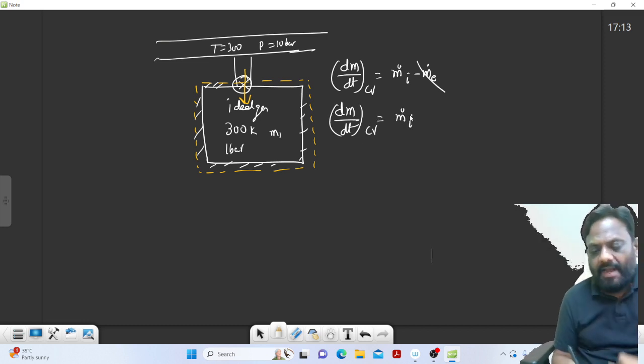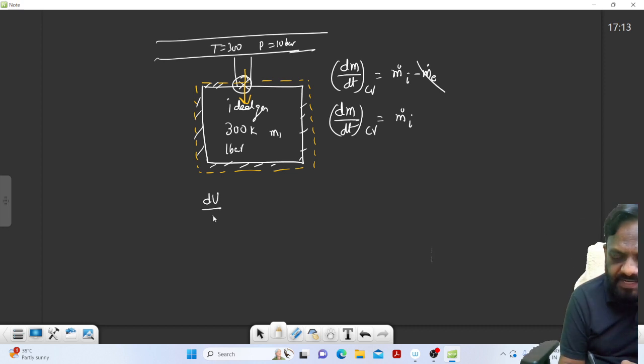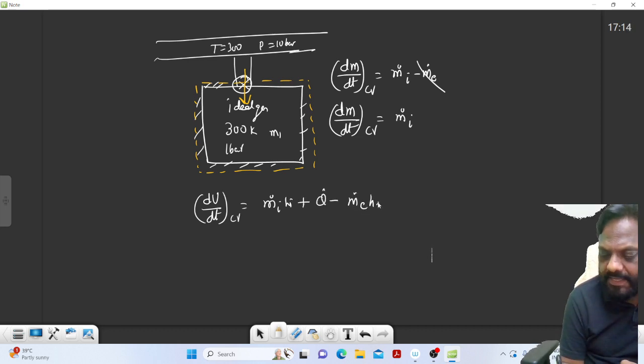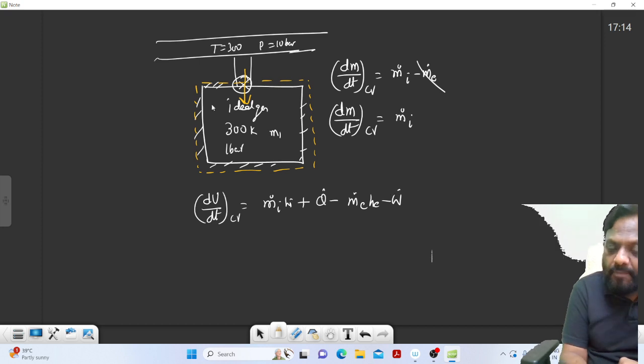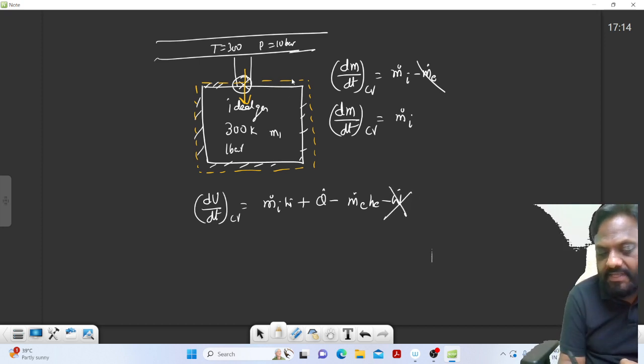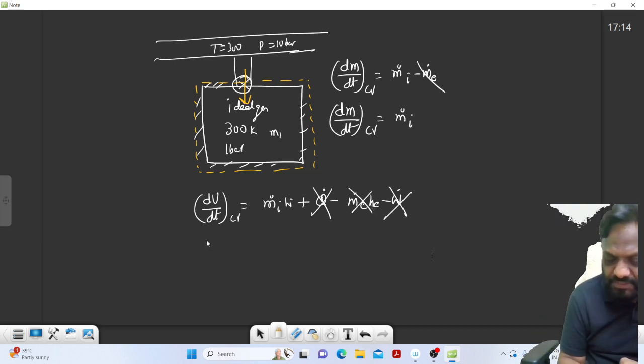Excellent, sir. Now let me apply the energy equation: dU/dt in the control volume is m dot i h_i plus Q dot minus m dot e h_e minus W dot. From the tank, no work is obtained anywhere. It is insulated, so heat transfer is 0. No mass is leaving, so exit mass is 0. So dU/dt in the control volume is m dot i h_i.